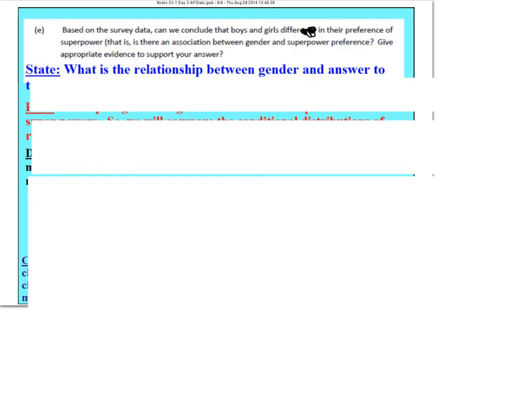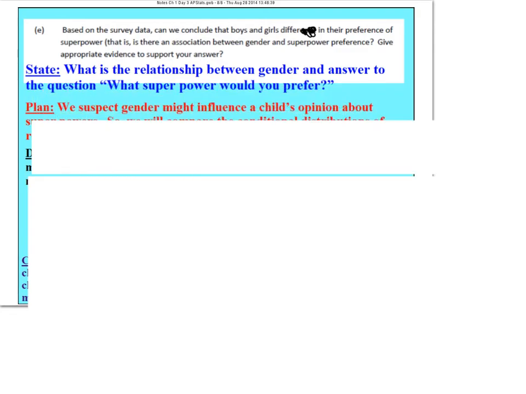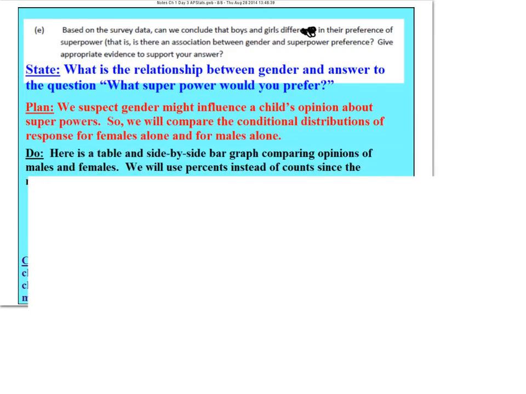What you would first start with is stating what's going on. And what's going on is this: is there a relationship between gender and superpower? What superpower would you prefer is the question. What would be our plan to analyze this? Well, we suspect that gender might influence a child's opinion about superpowers. So we compare the conditional distributions of response for females alone and for males alone. Basically, let's look at the conditional output of this, in terms of a graph and the numbers.